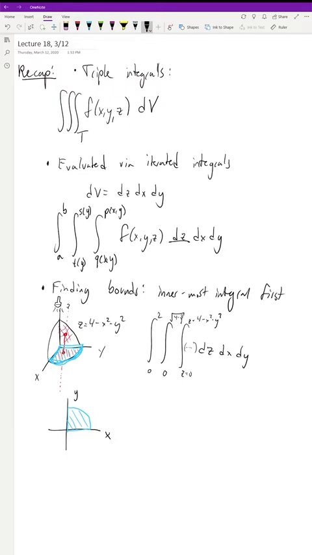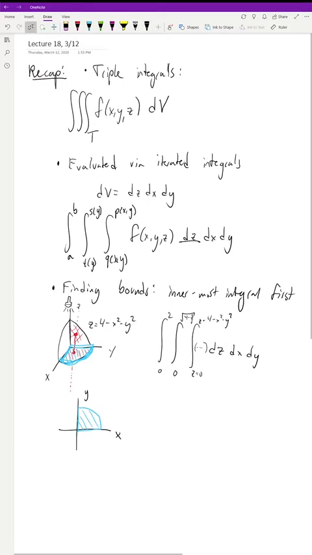So why is it 4? Well, we need to know what the radius of the circle is. The radius of the circle is determined when this surface here, 4 minus x squared minus y squared, intersects the xy plane. So when does this intersect the xy plane? That's when z equals 0. It's 4 minus x squared minus y squared, and this tells us what the equation of this curve is right here. And so that curve is giving our upper bound for y and x.